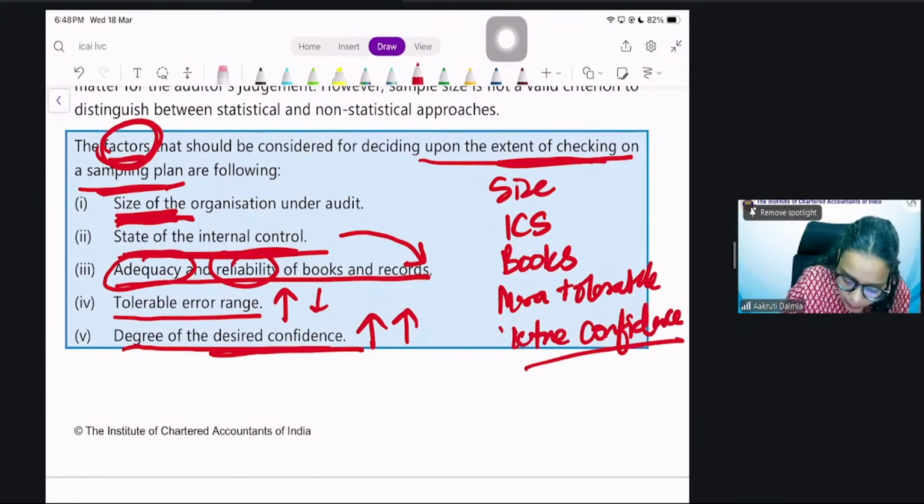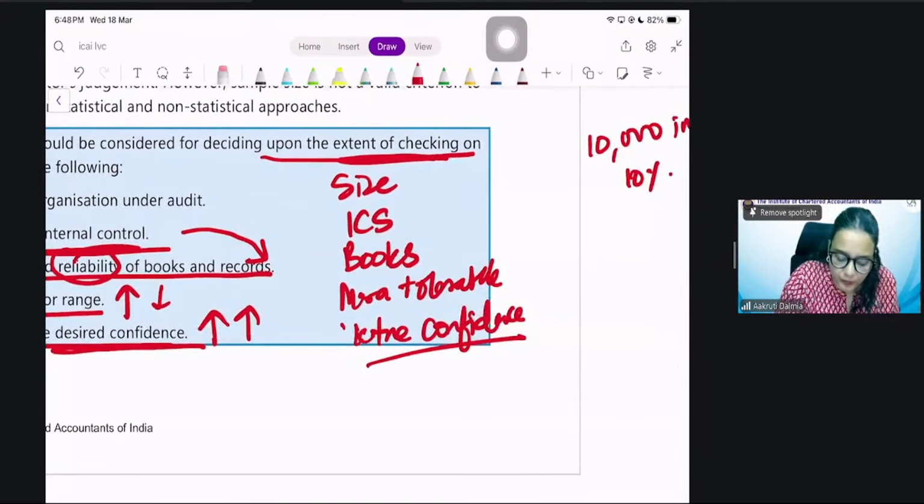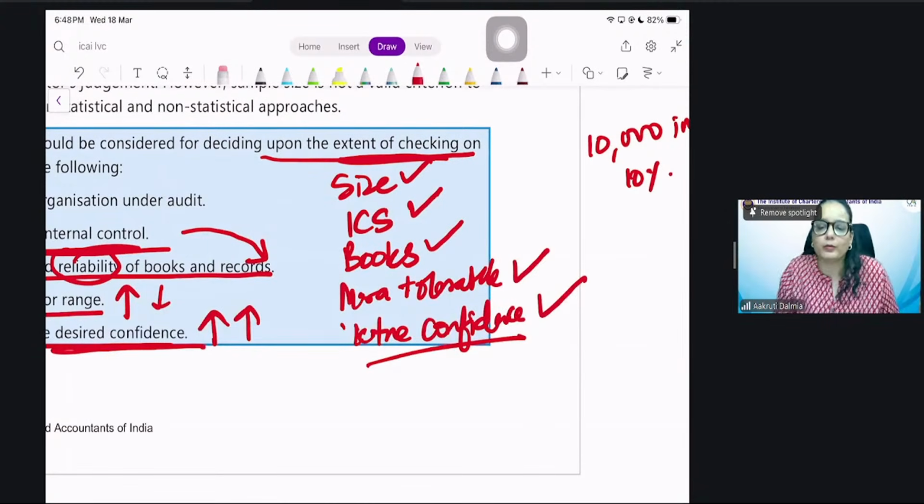Again, I'll repeat in English. What is the size of the firm? What are the internal controls they maintain? How reliable are their books? How much can I tolerate? How much confidence do I want? Can you remember this answer now?